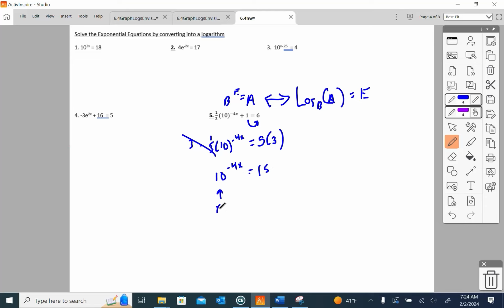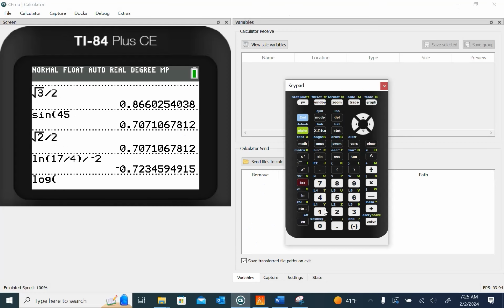Now you have a base, you have an exponent, and you have a result or an answer. So you have a log whose base is 10, which is understood. The argument is 15, and it has to equal negative 4x. Log is bay, children. Log is bay. I'm going to divide out the negative 4, and if I don't have a calculator at home, this is my answer.